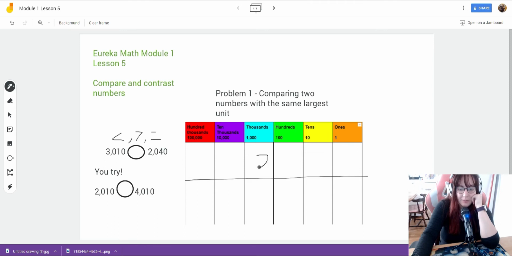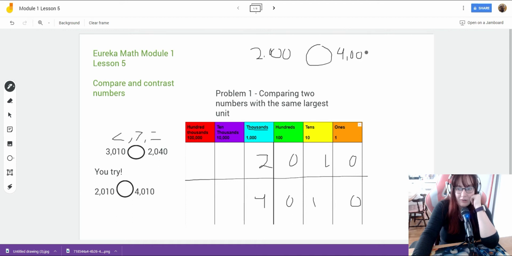So fourth grade, for this problem, you should have put 2010 like so, and then 4010 underneath that. We will compare our largest place value, which in this case, again, is our thousands. And I compare 2000 versus 4000. So if I have 2000 compared to 4000, I can even again use my fingers, and I see that 2 is definitely less than 4. So 2000 is less than 4000, which means that 2010 is less than 4010.